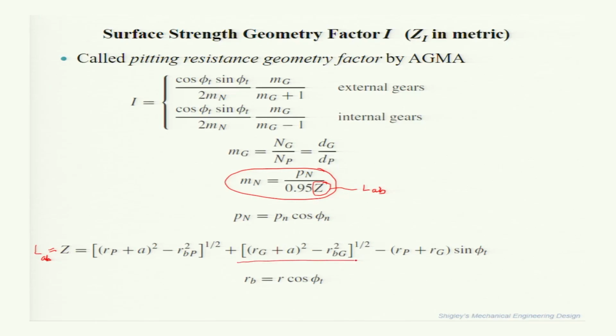Similarly, the second bracket term is Rg, the pitch circle radius of the gear, plus addendum. The addendum will be the same for the pinion and the gear, minus Rbg, the base circle radius of the gear, squared, and whole to the power half, minus the pitch circle radius of the pinion plus the pitch circle radius of the gear multiplied by sine of phi t, where phi t is the transverse pressure angle, and the base circle radius is given by R cos phi t, where R is the pitch circle radius.